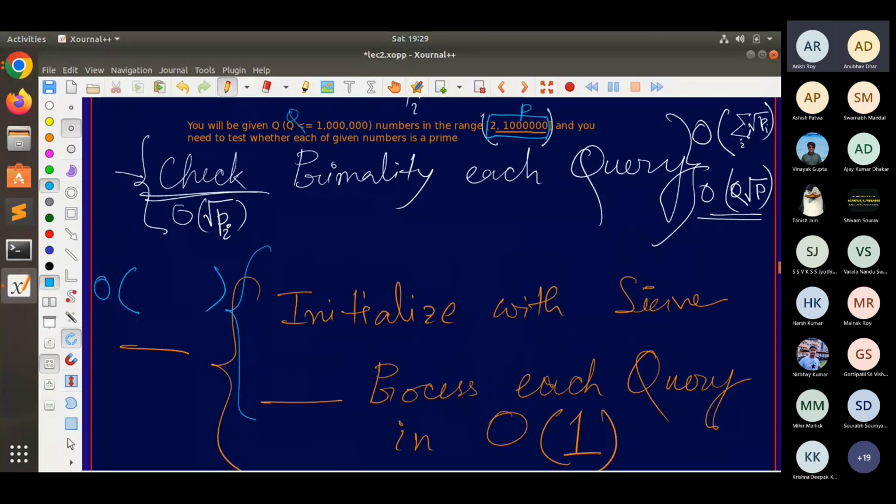Look, the observation is you initialize it only once. And then you process Q queries. So P log P plus Q into O of 1. P log P plus Q into O of 1. So this is the final complexity, right?